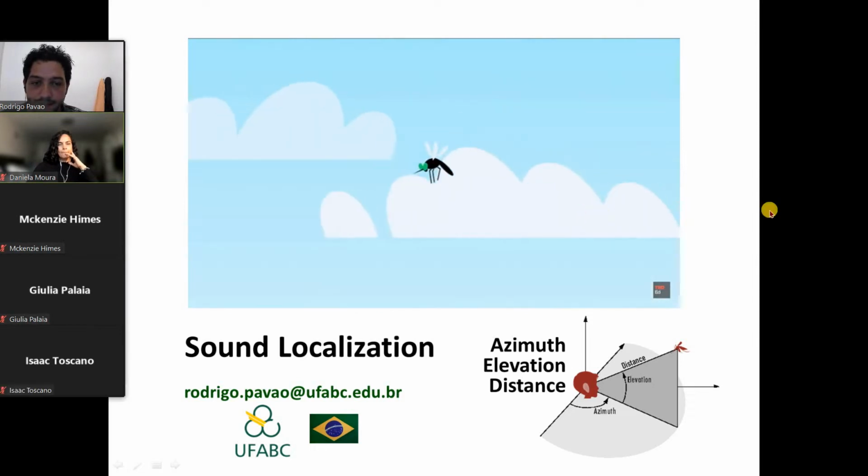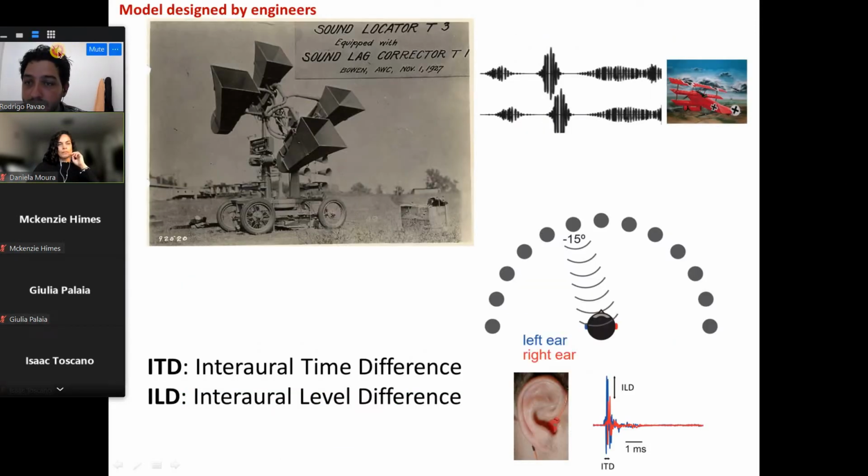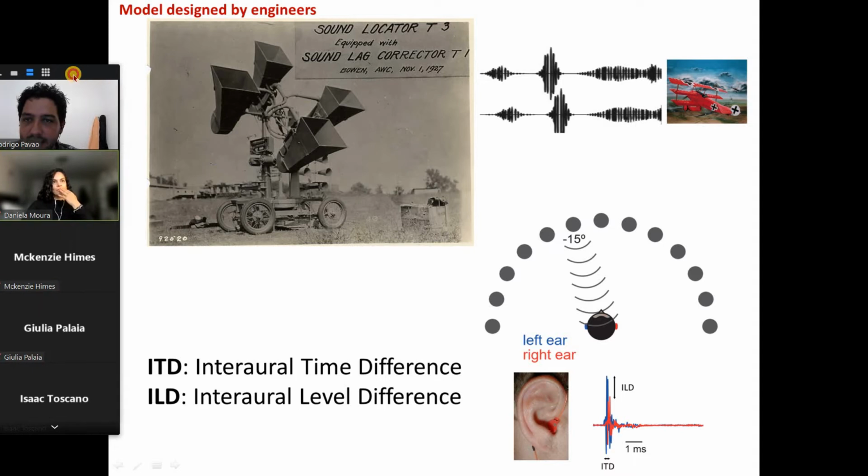Only using sound. And this problem of finding the sound source is not a new problem. It may be a sophisticated problem for neuroscience, but for engineers it's a problem that was solved back 100 years ago. There were already devices that were able to detect and locate sound, a sound locator from 1927, finding planes using sound.